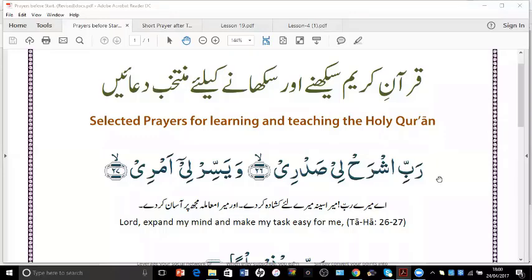Okay, we are going to read this dua, and I'm going to read it fully and see if you can read it following me. All students at home, if you can also do so, please.